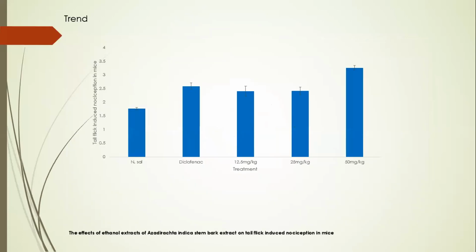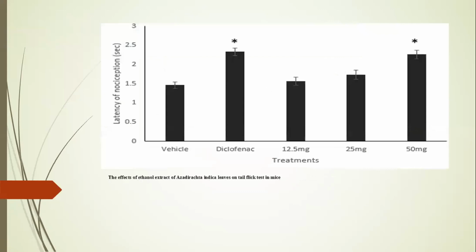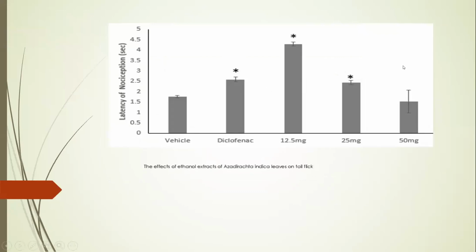And when we come to the tail-flick, again, the diclofenac, which is the standard at 50 milligrams, exhibited significant antinociceptive effect. The same thing was observed with the hot plate with the stem, whereby again the 50 milligram exhibited significant antinociceptive effect. The same was also seen with the leaves when it comes to the tail-flick. Again, the 50 milligram is trending the same. But with the leaves in the tail-flick, you find that both 12.5 and 25 milligrams exhibited antinociceptive effect.